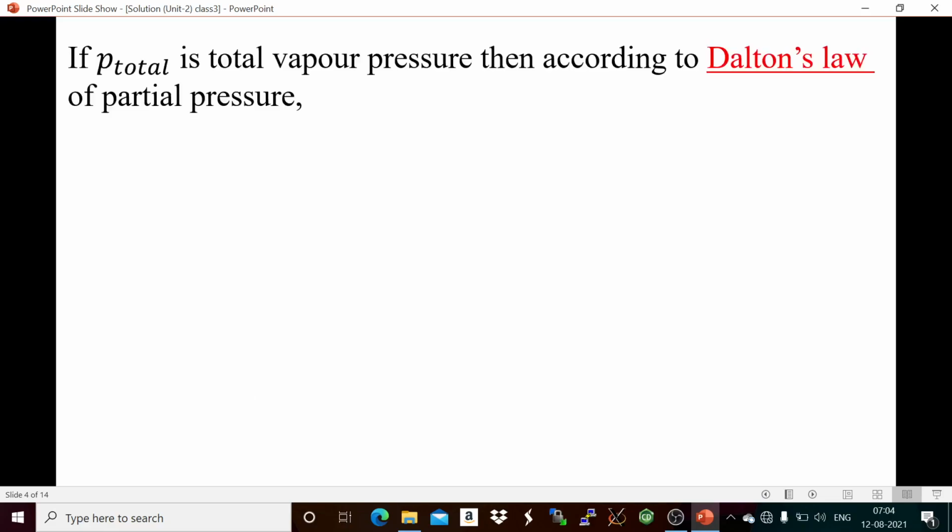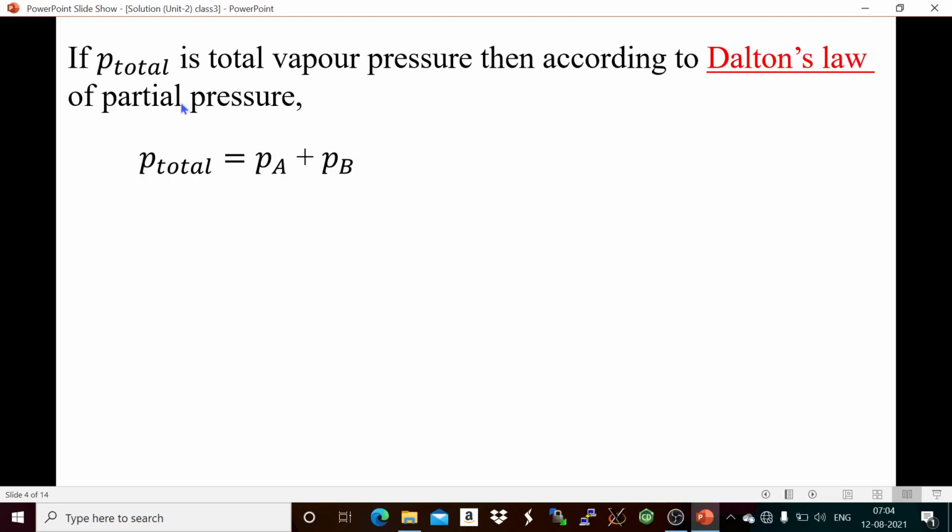Now, if P total, or simply P, is the total vapor pressure, then according to Dalton's law of partial pressure, P total is equal to PA plus PB.